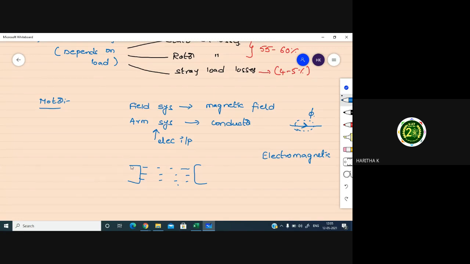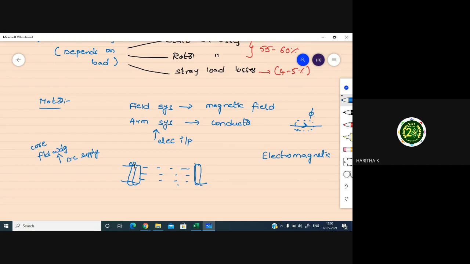So here, in the field system, there will be a core material. On this core, a field winding will be wound. And to this field winding, we will give DC supply. Apart from the electrical input to the motor, we are giving DC supply to the field winding, which is wound on some core material. That core material is a magnetic material. Remember this.